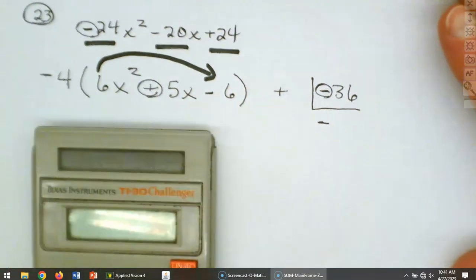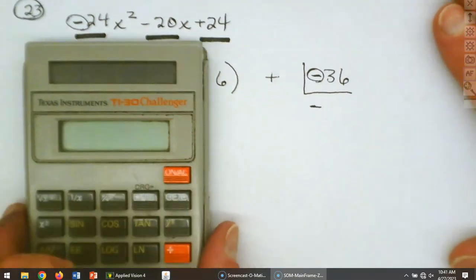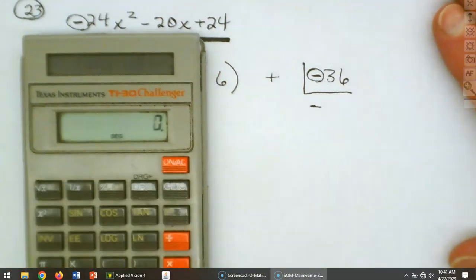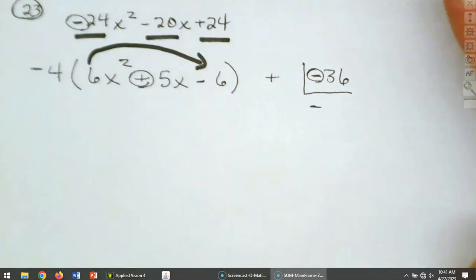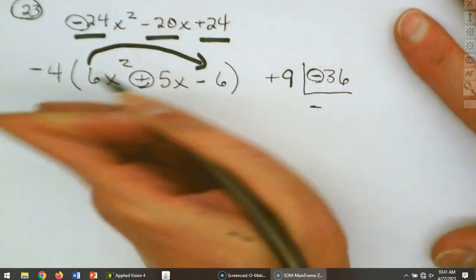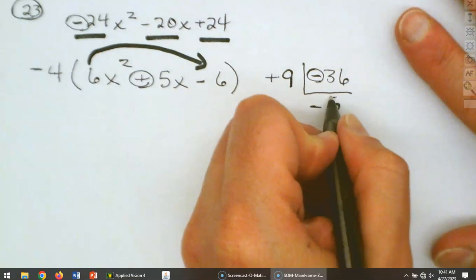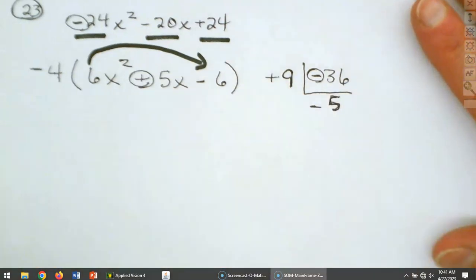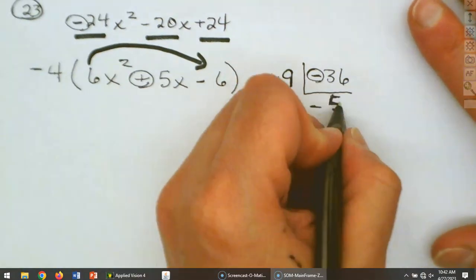And let's just start working. What do we know about 36? Well, 36, it's an even number. Let's start with a 4. 4 and 9. Why did I start with 4? Because it's an even number. You could have started with 2, but I tried 4. Now, 4 and 9. Does that give me 5 when we subtract them? Yes, it does. So what's my 2 numbers? Positive 9, and negative 4.